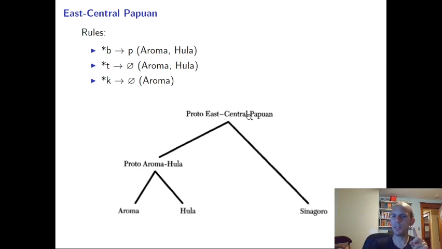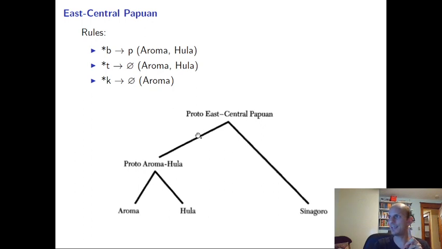So when we went from Proto-East Central Papuan to Proto-Aroma-Hula, we changed the B's to P's one time. One time in history did that happen. And then the B-less languages, because we lost B, right? B to P. The B-less languages, Aroma and Hula, separated from each other. But at this point, they had already lost their B's because that happened up here. So we can say that although you see this change in the modern languages, Aroma and Hula, it actually happened to their shared ancestor, Proto-Aroma-Hula. That's where this B to P change happened.